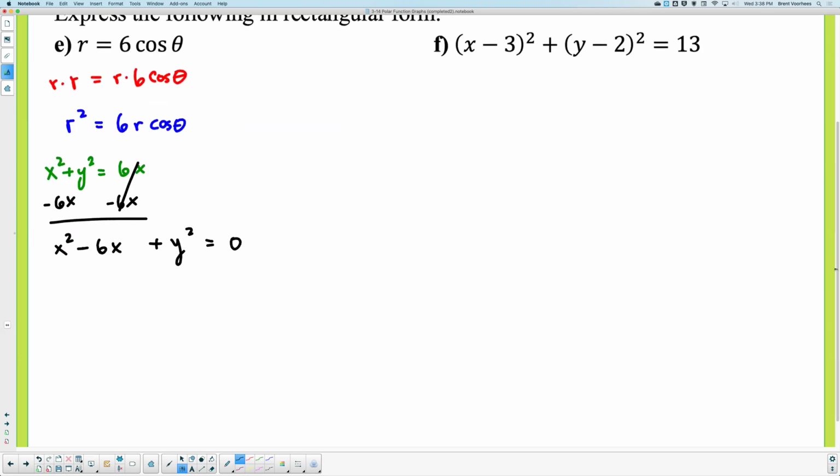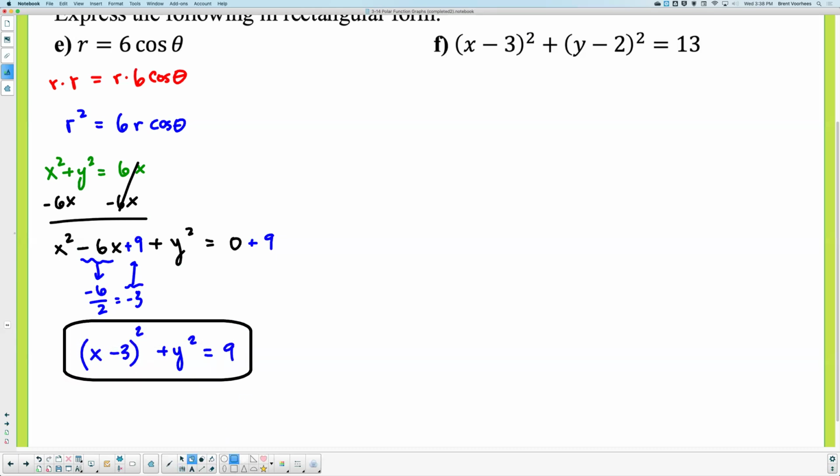And what many mathematicians do is they complete the square. If you remember this process, you take your b value, you divide it by 2. So negative 6 gets divided by 2, which equals negative 3. And then you take that value and you square it as you go back in. Negative 3 squared is plus 9. If I add 9 on the left, I need to add 9 on the right. This right here will simplify to be x minus 3 quantity squared plus y squared equals 0 plus 9, which is 9. That's going to be the equation here in rectangular form.